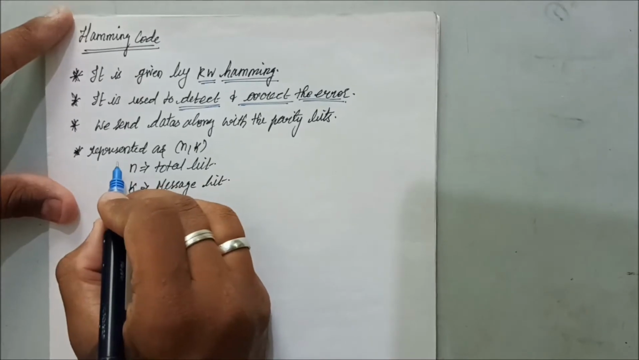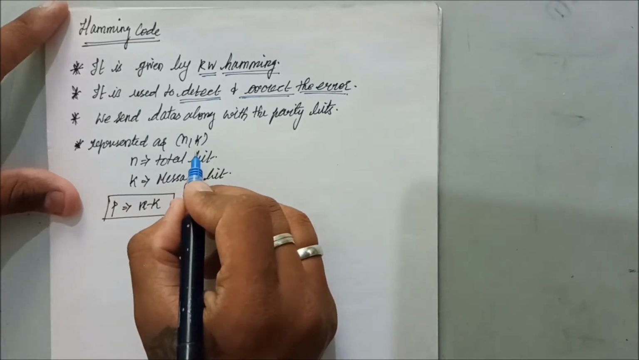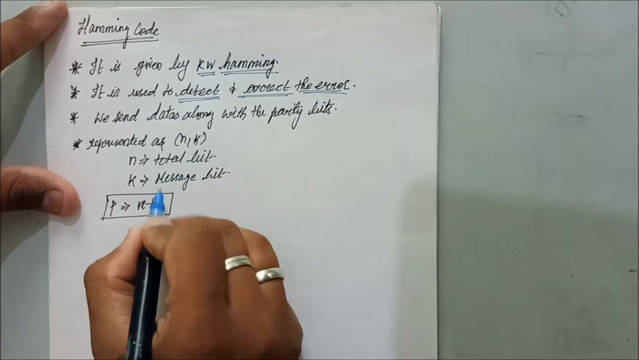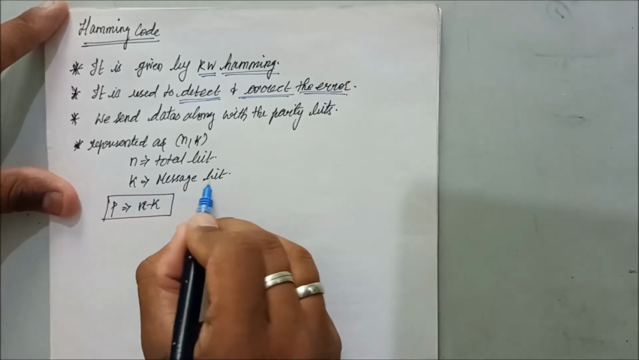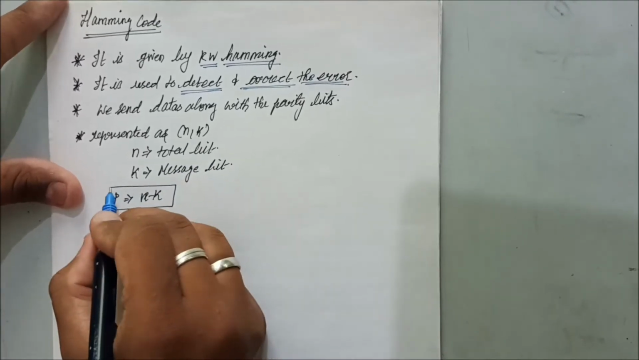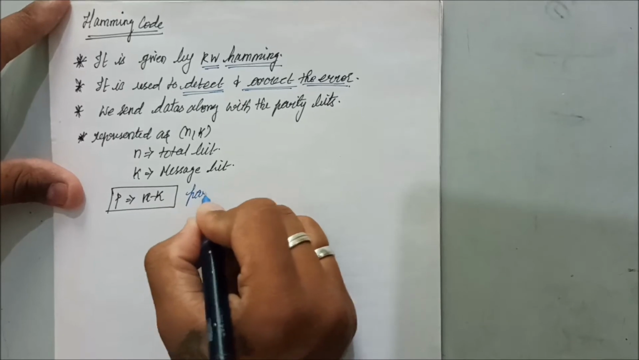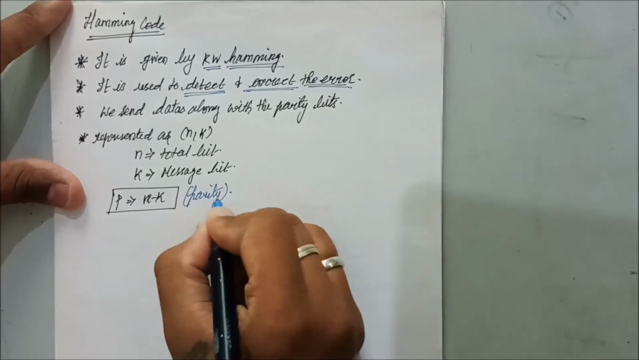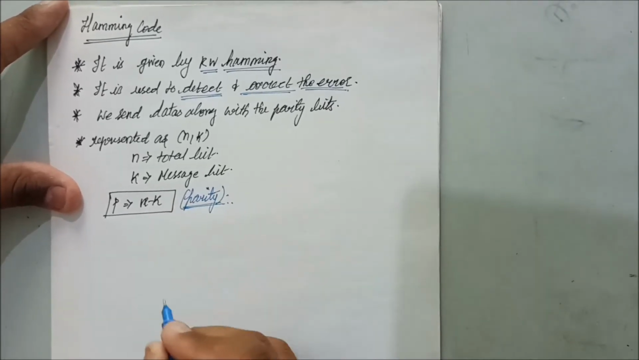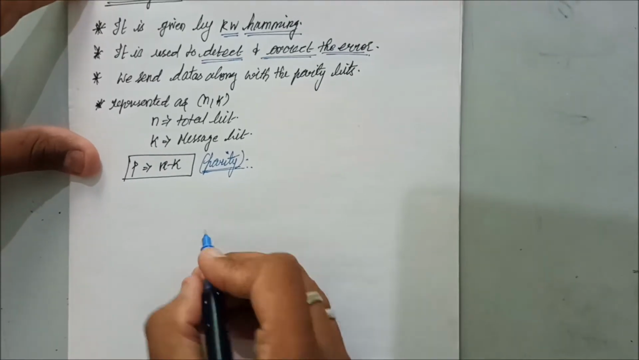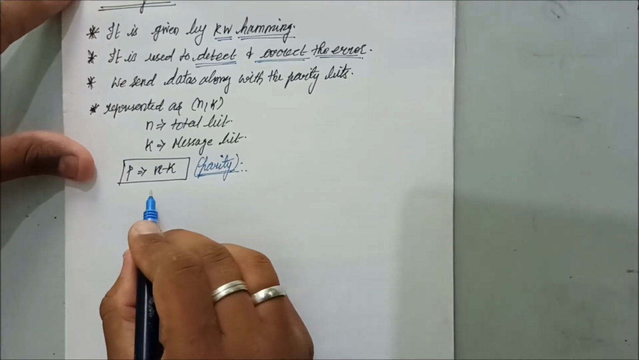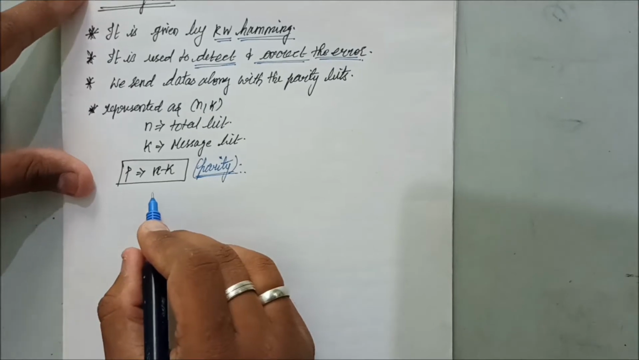How can we represent the Hamming codes? The Hamming code is represented as (n, k). In this, n is the total number of bits and k is the number of message bits. And p is the parity bits. As always in this unit, wherever you see the value p, you have to take it as parity bits. So p is equal to n minus k. That is the general formula that you know.